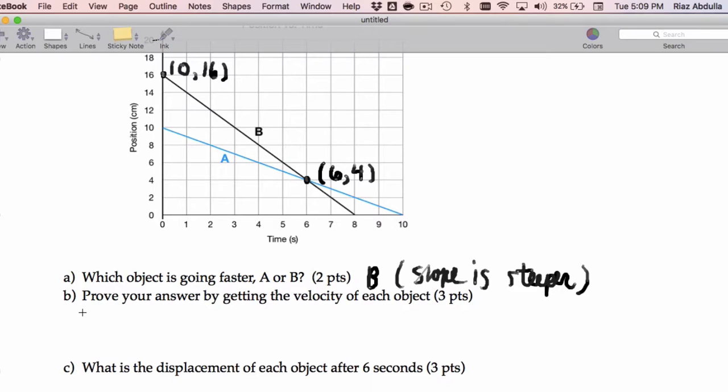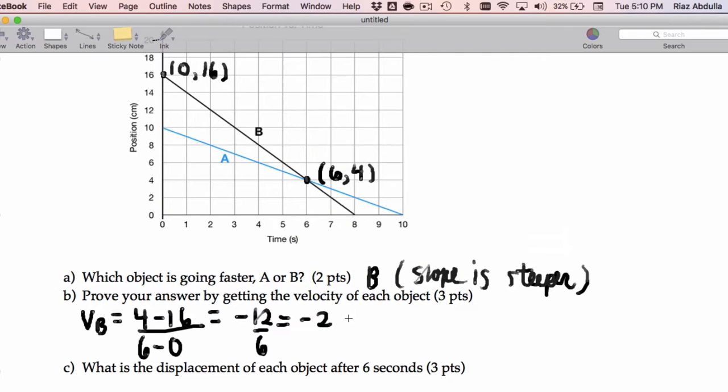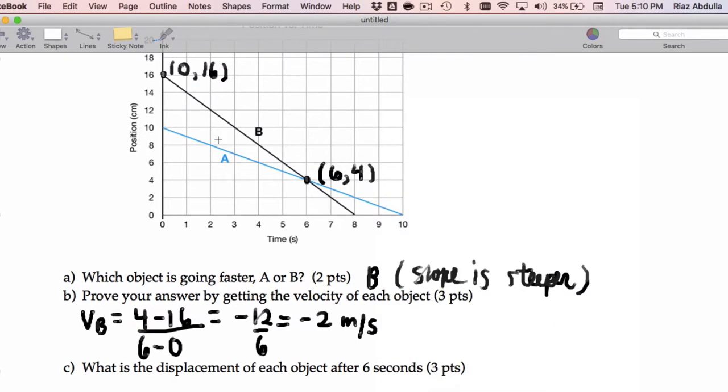So if I'm going to get the velocity of object B, I'm going to do the rise over the run, or the actual calculation, which is y2 minus y1. In this case, this is x2 minus x1 over t2 minus t1. So that's over 6 minus 0. So that's going to be negative 12 divided by 6. And that's going to give us negative 2 meters per second. I do need the negative sign. You will be marked off points if you don't include that, so be really careful. I need to know that you know the object is moving backwards.